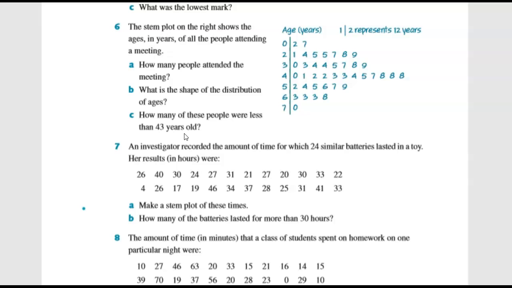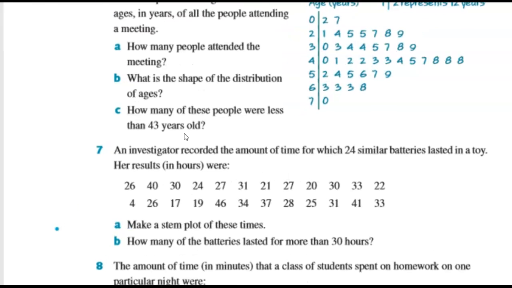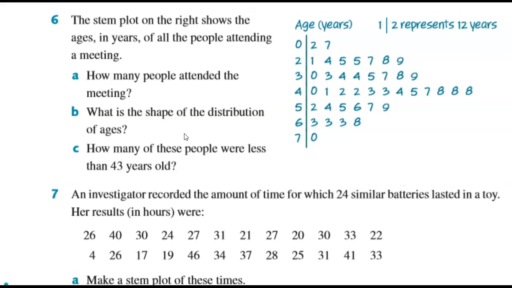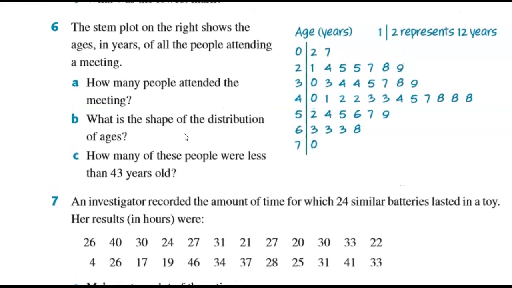Okay, so question 6 I thought was quite a good one, and I might just make that a bit bigger so you can see. Okay, so up to this point, we're just really constructing dot plots or stem and leaf plots. Here we're actually interpreting the stem and leaf plot. You can see here your variable is age, and here is the key. So 1|2 represents 12 years. And it's an ordered stem plot. So most stem plots are ordered. Okay, so it shows the ages in years of people attending a meeting.